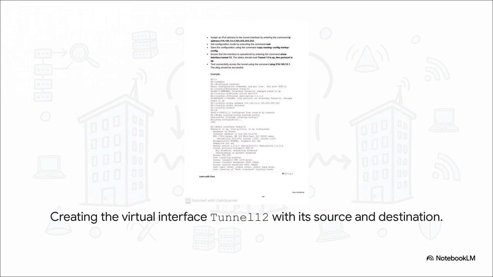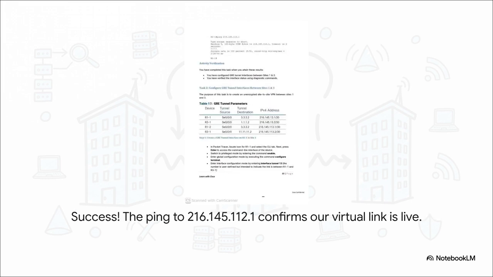And here's the clever part. We assign a private IP address to the tunnel interface itself. This creates a new logical point-to-point link that our network can use later on. And here's our verification. A successful ping to the private IP address at the other end of the tunnel, and we get a reply. This confirms our virtual link is live, our private hallway is officially open, and data can now travel directly between Site 1 and Site 2.